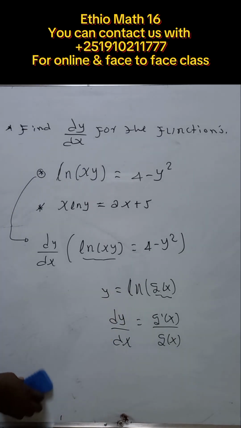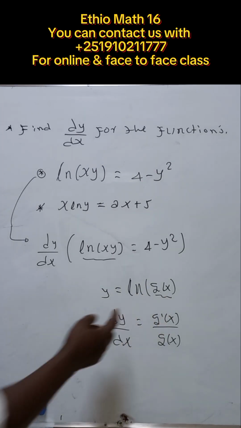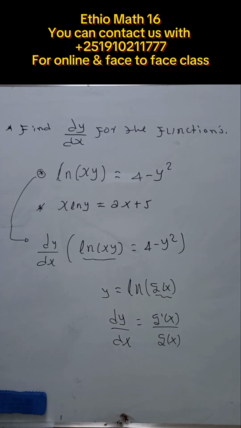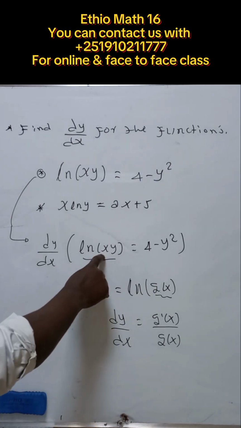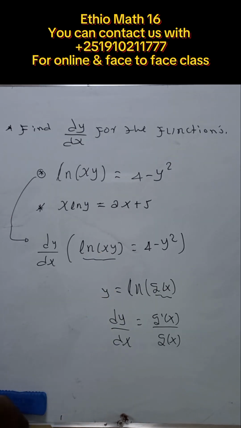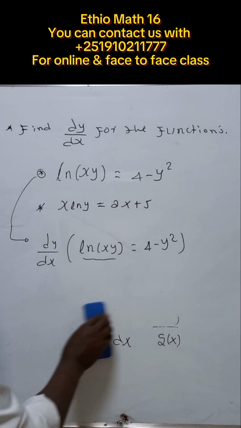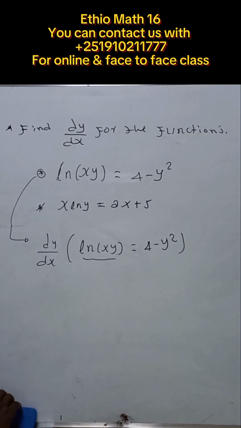With the help of this principle, in the case of a problem with a single variable, the function is given as a function of one variable. But in the case of this one, there are two variables here, x and y. So how are we going to determine the derivative of this one? That's why we need to apply implicit differentiation. Look how we are going to split the variables that are involved in this problem.